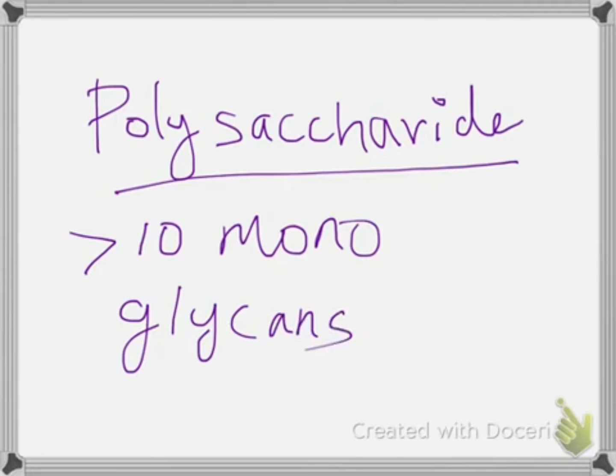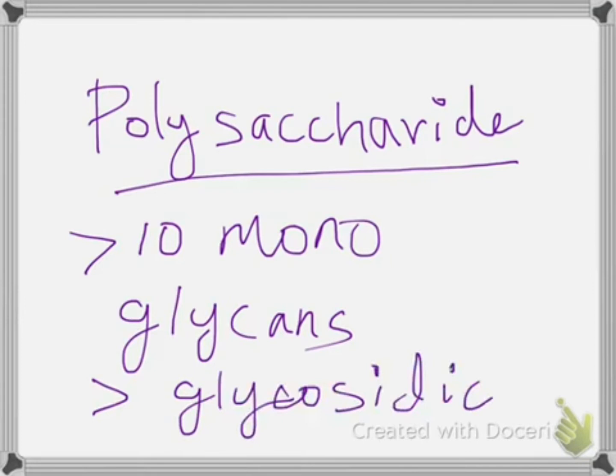In the polysaccharides, the monosaccharide units are linked by glycosidic linkages. So, cellulose is a polysaccharide. Polysaccharide means it contains more than 10 monosaccharide units. They are also known as glycans, and these monosaccharide units are linked by the glycosidic linkage.